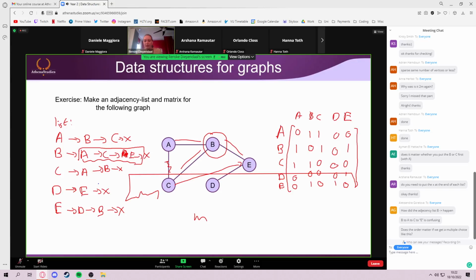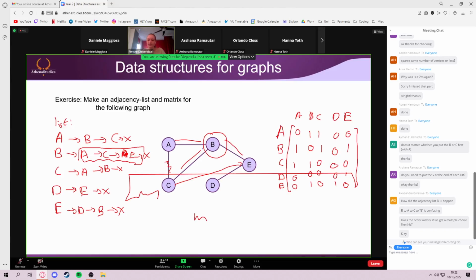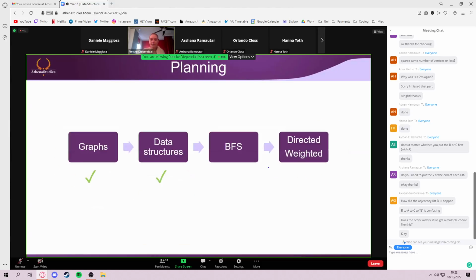Does the order matter if you get a multiple choice like this? No. Order should not matter. All right. Think we're moving on then.